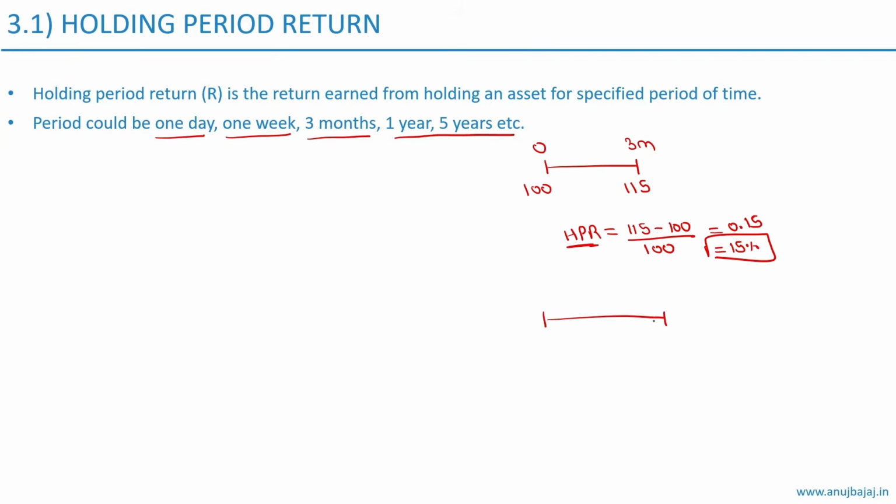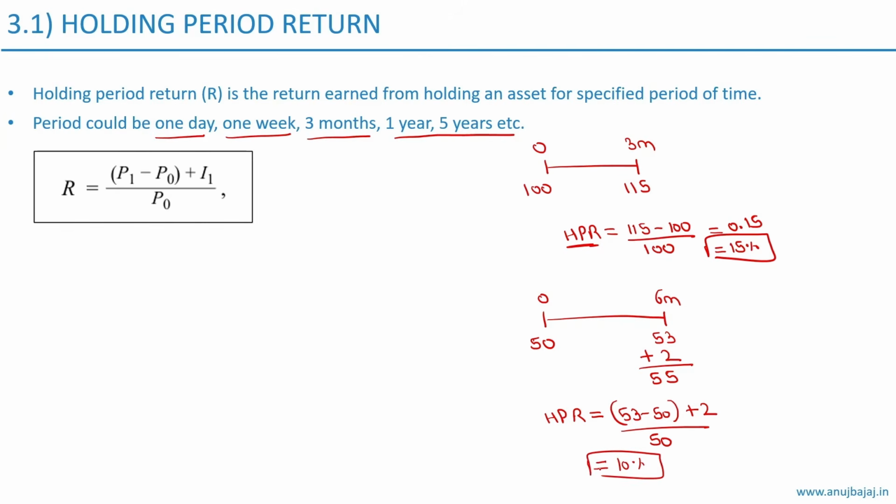Suppose you purchase a stock today for $50, and at the end of 6 months you sold the stock for $53, and also at the end of 6 months you received a dividend of $2. So in total you received $55. The holding period return in this case will be 53 minus 50, which is your capital gain of $3, plus the $2, which is your dividend, divided by 50. This should give you a holding period return of 10%.